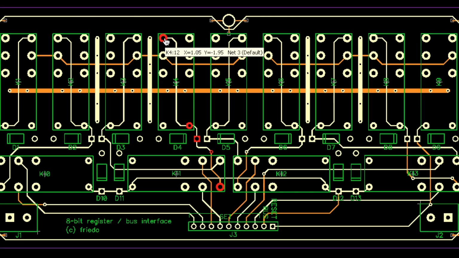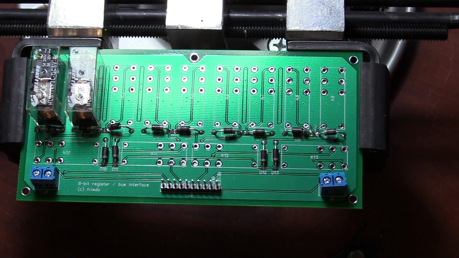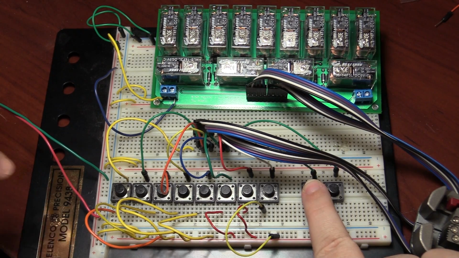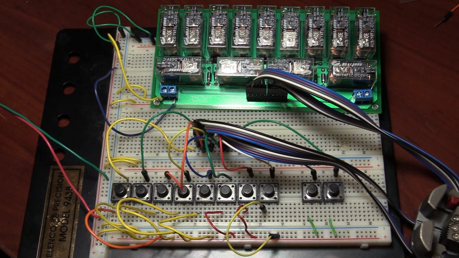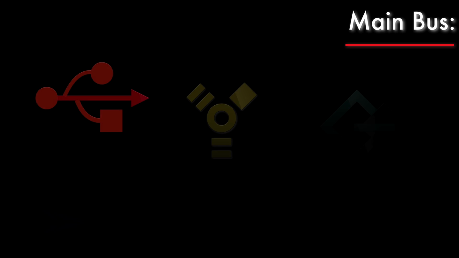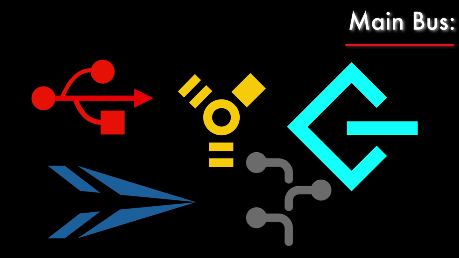In the last video, I designed and built a simple memory register for my computer, completing the main four subsystems that I need to make a functioning machine. In order to tie all of those together, I need to build a main bus. Bus architectures in modern computers are quite complicated, involving sophisticated control circuitry and traffic management systems to prevent devices from talking over one another.